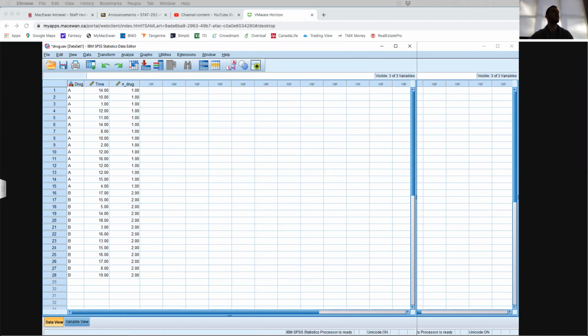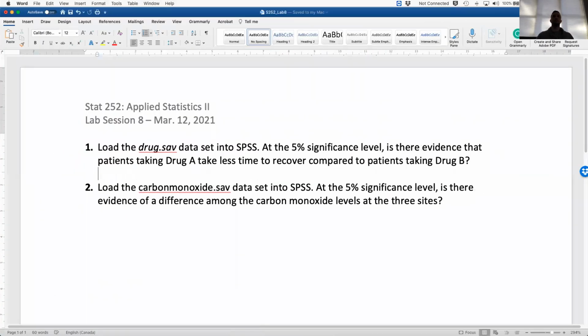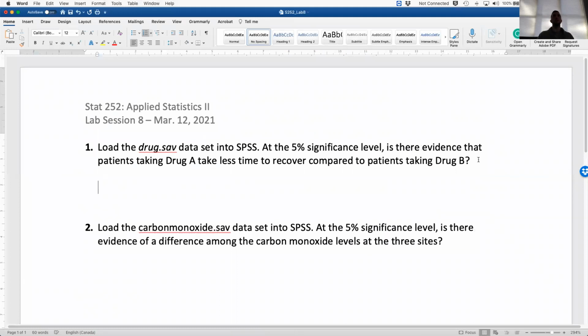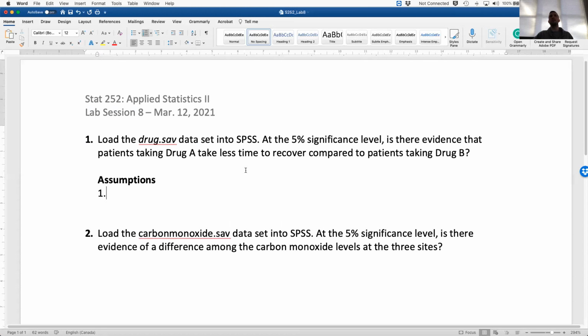All right, so we're going to start with the Wilcoxon Rank-Sum Test. In this illustration, we are using the data called drug.sav, which is available on the course website. We are interested in determining if at the 5% significance level, there is evidence that patients taking drug A take less time to recover compared to patients taking drug B.